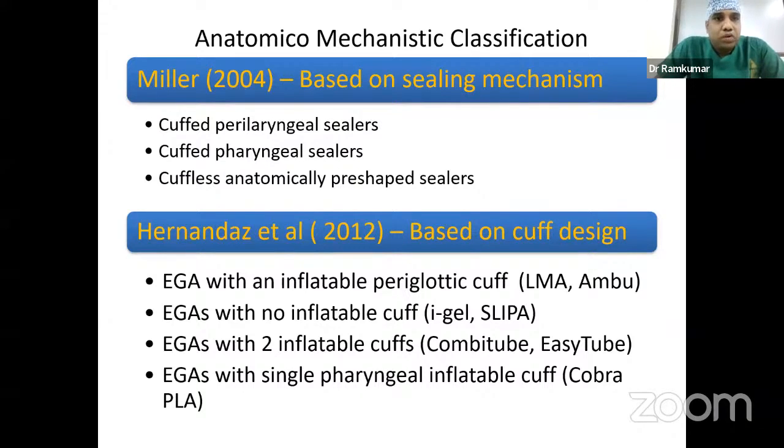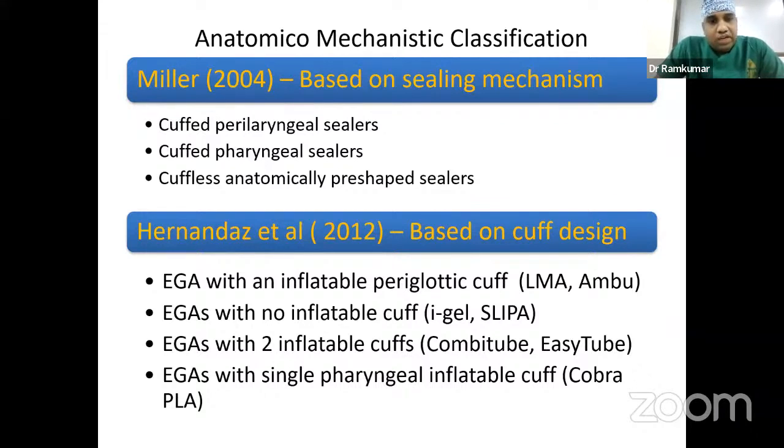It was Miller who classified them as cuffed perilaryngeal sealers, cuffed pharyngeal sealers, and cuffless anatomical pre-shaped sealers. Later on in 2012, when extraglottic airways came into play, that means this device does not go into the glottis, and the ventilation orifice is just in and around the periglottic area. So it is classified as an extraglottic airway device with an inflatable periglottic cuff like the AMBU or laryngeal mask airway, or an extraglottic airway with no inflatable cuff like the i-gel and SLIPA.